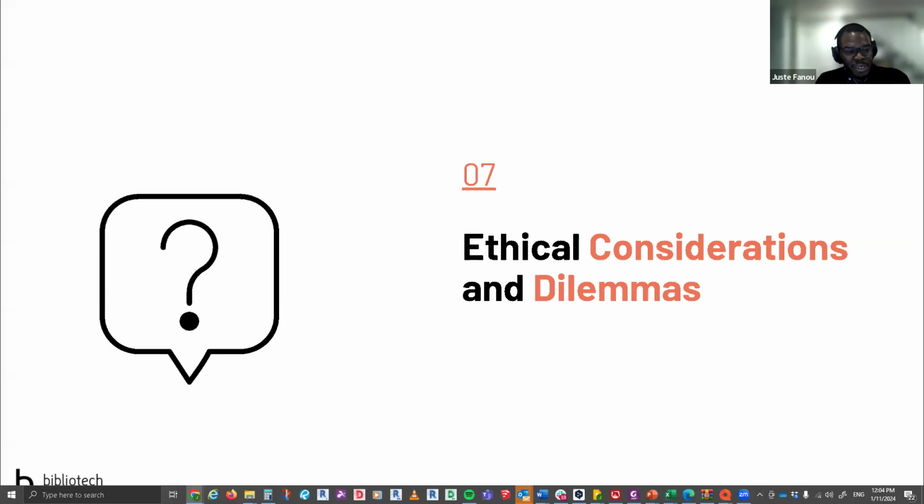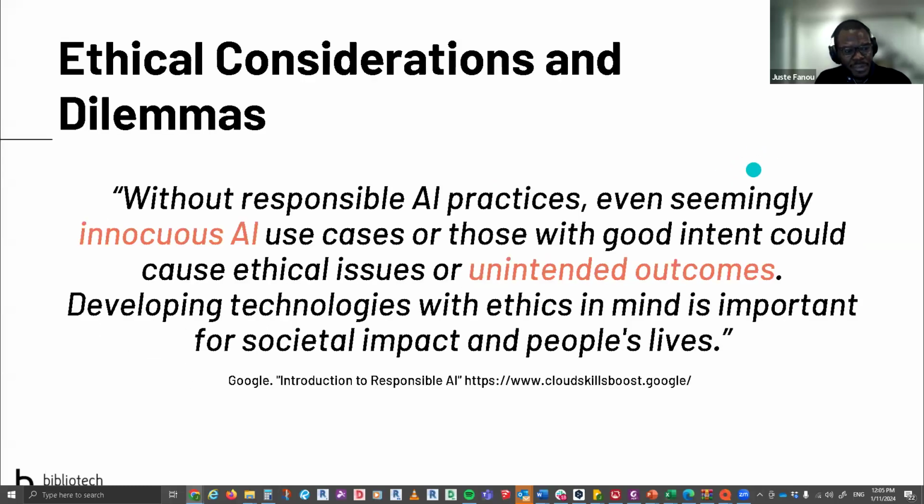So let's talk about ethical considerations and dilemmas. Now that we've talked about all the technical aspects of it, if you will, I think that the implementation of AI should be done very, very carefully, or else it can have disastrous impacts on society. So there are a few examples and case studies that I want to bring up. This quote is from the Introduction to Responsible AI from Google Skills. Basically what they're saying is that without responsible AI practices, even seemingly innocuous AI use cases or those with good intent could cause ethical issues or unintended outcomes. So we need to develop technologies with ethics in mind, and that is important for societal impact and people's lives.